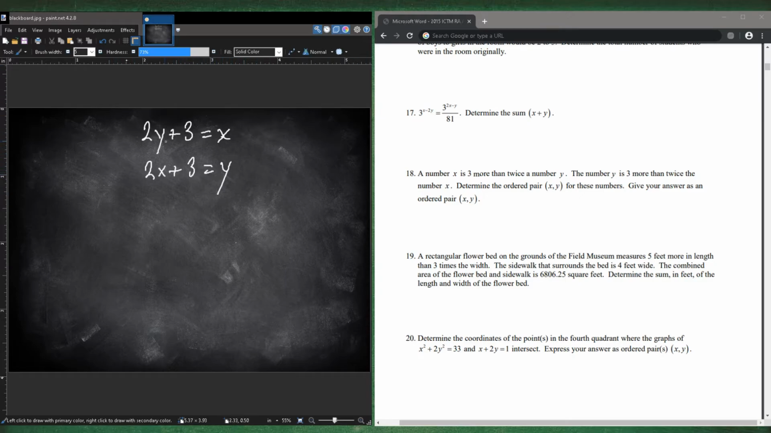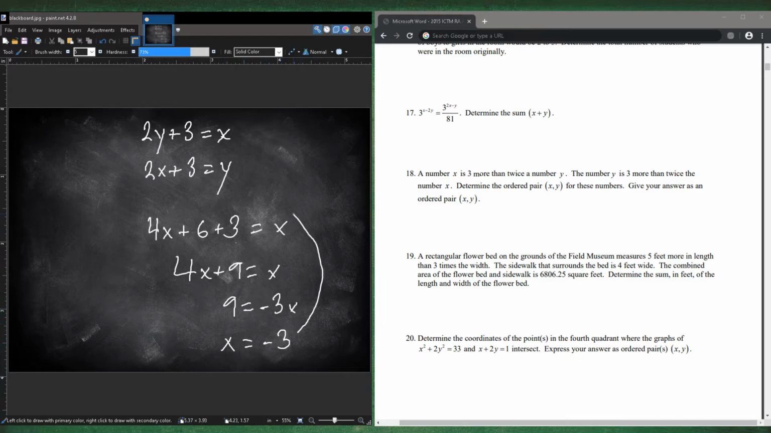So let's substitute y in here. So that's 2 times 2x is 4x. 2 times 3 is 6. Plus that 3, right, is equal to x. So 4x plus 9 is equal to x. So that tells us that 9 is equal to negative 3x. So x is equal to negative 3.